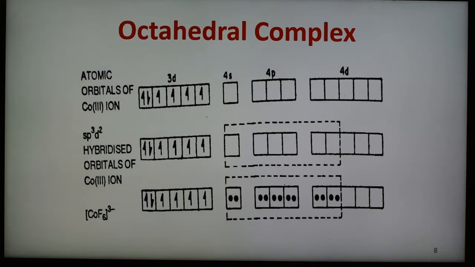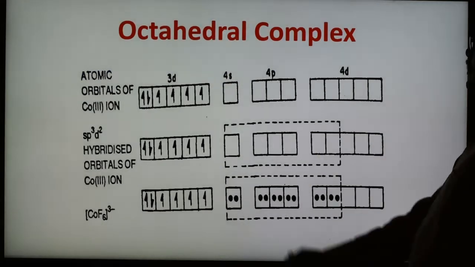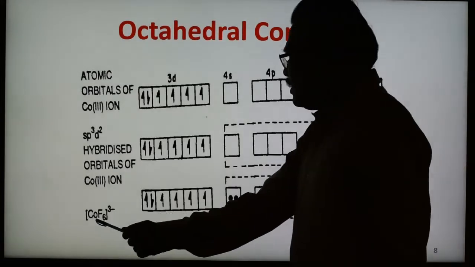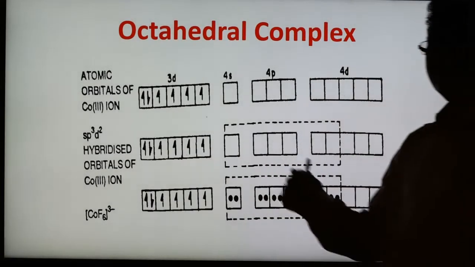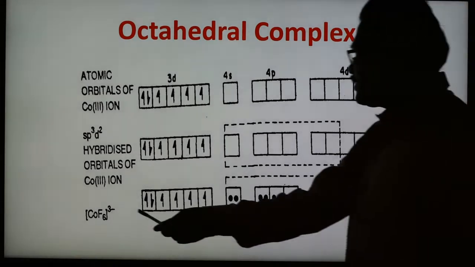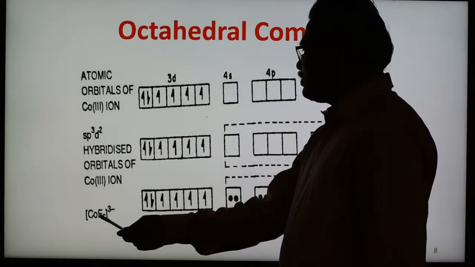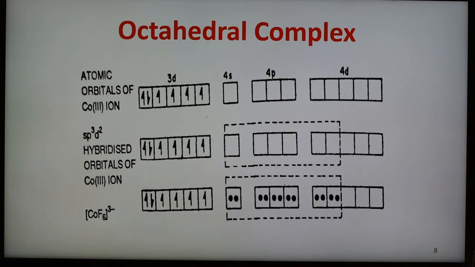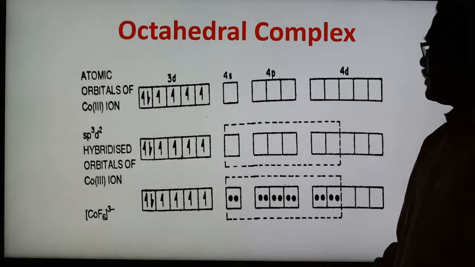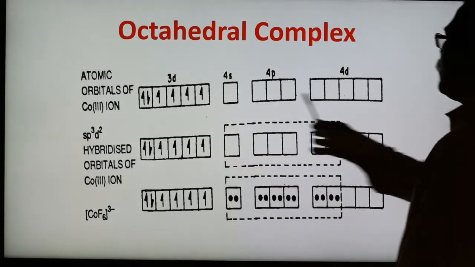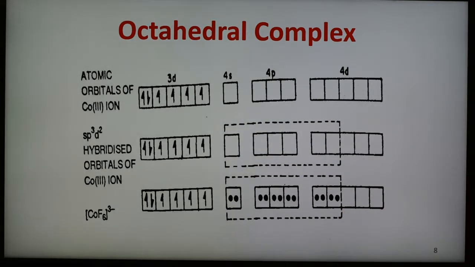We can also write in this way, an octahedral complex, and the complex is [CoF6]3-. So in the case of the first complex, ammonia was the neutral ligand. In this case, this is a negatively charged ligand. Fluorine is F-, so a negatively charged ligand. So 6 ligands are there. Again, the coordination number is 6. So the formation of the complex can be shown here step by step.